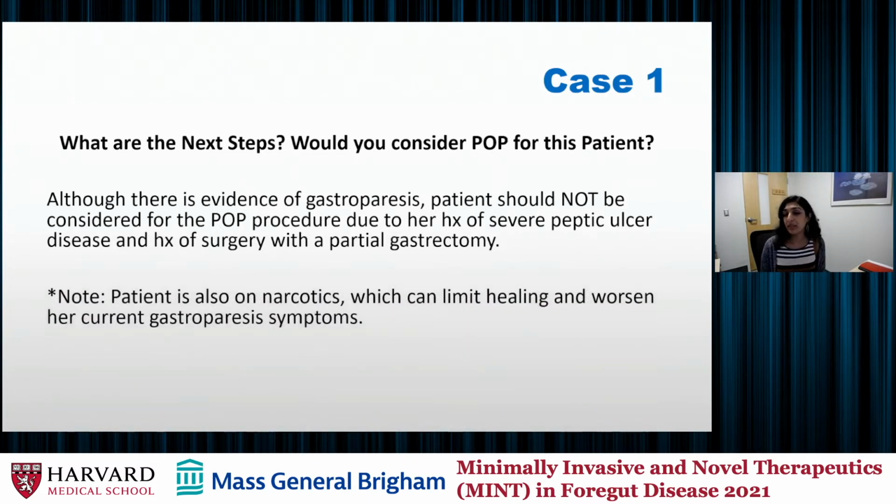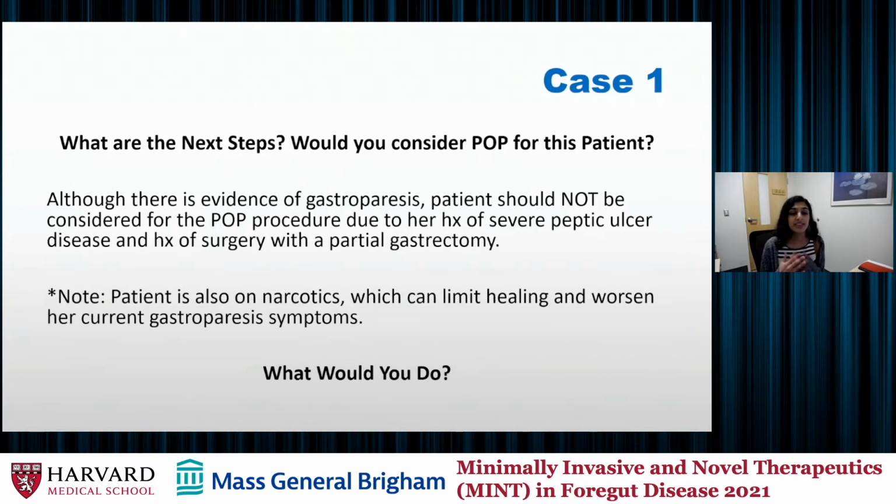I also want to note that this patient is on narcotics, which can limit healing and also worsen her current gastroparesis symptoms and slow that GI tract down further. So what would you do in this case? If she can't have a POP, what would you actually do?